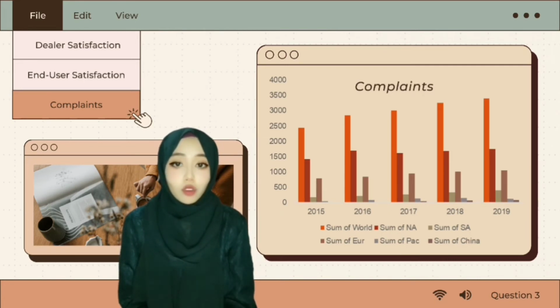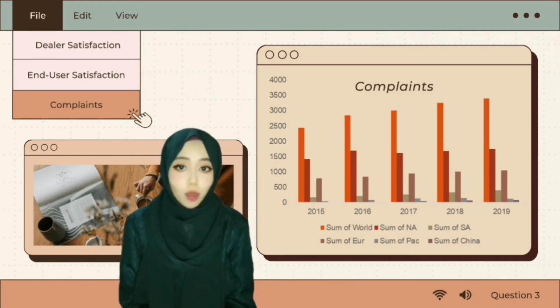The number of complaints are increasing gradually in South America, Europe, in the 5 years duration. For Pacific Rim, the number of complaints increased rapidly from year 2015 to 2018, but decreased in year 2019. China began to appear starting from 2017, and the complaints are increasing from year to year. However, China has the lowest amount of complaints compared to the other regions.